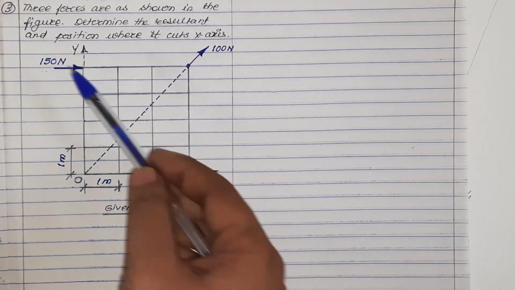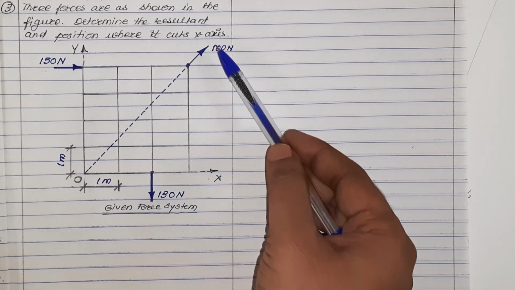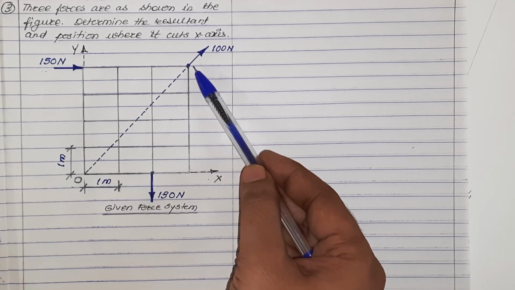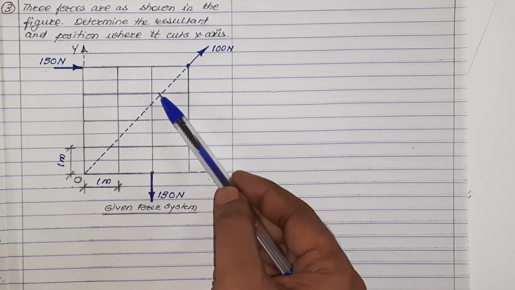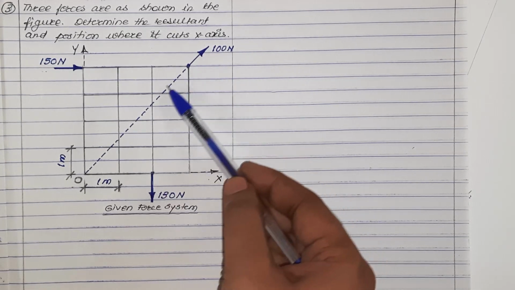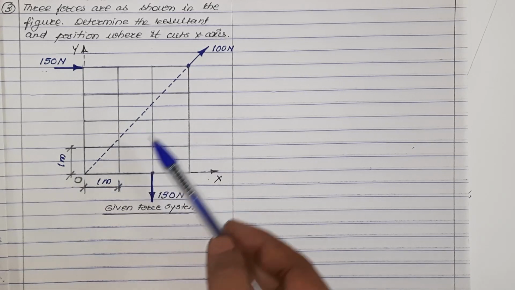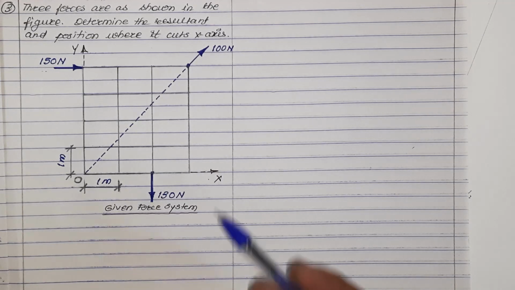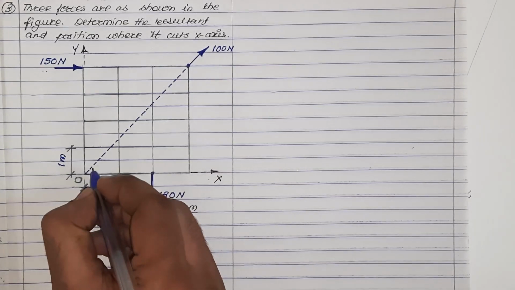Here, 150 Newton and 130 Newton are horizontal and vertical forces, but this 100 Newton is an inclined force whose angle of inclination is not mentioned. But this dotted line has been shown. This dotted line is nothing but the extension of the line of action of the 100 Newton force. So, with the help of this line of action and the size of this rectangle, we can find the inclination of 100 Newton. First we will find the angle made by 100 Newton with the horizontal, that is this theta.